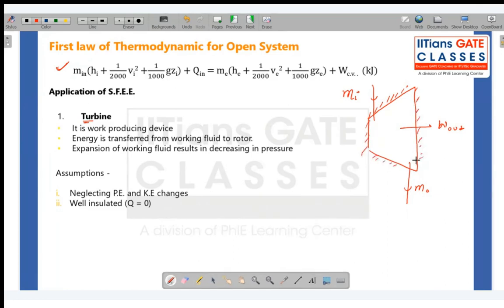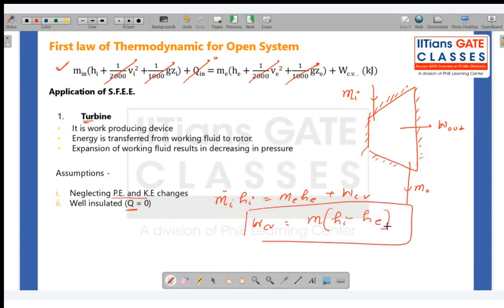How much is dq? It is zero. Yes. So it is well insulated. That means q is equal to zero. And I'm also going to neglect kinetic and potential energy changes. So this is zero. So I have m dot i h i is equal to m dot e h e plus control volume work. So control volume work is equal to m times h i minus h e.